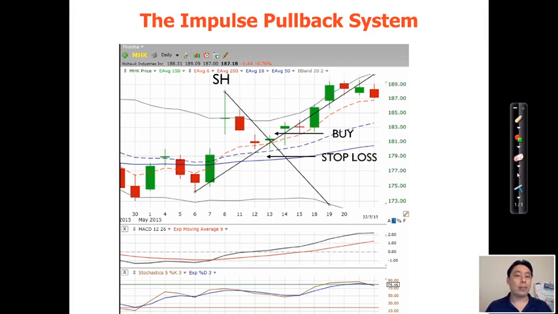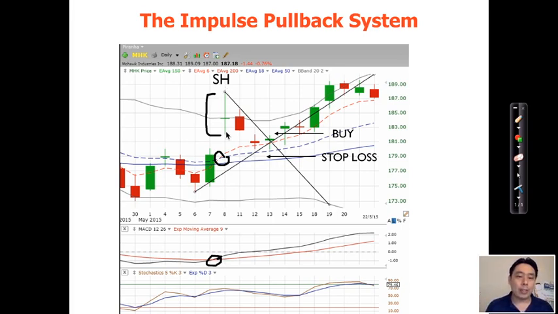This is the impulse pullback system. It makes use of a bullish or bearish indicator. In this case, we've got a bullish indicator from the moving average crossover and the MACD system. So the moment you have got that crossover, that signal, it signals the start of a new uptrend. That's when amateurs rush in to buy. So they will buy and push the price all the way up. So we do not want to jump in with the amateurs, because amateurs always get killed, right?